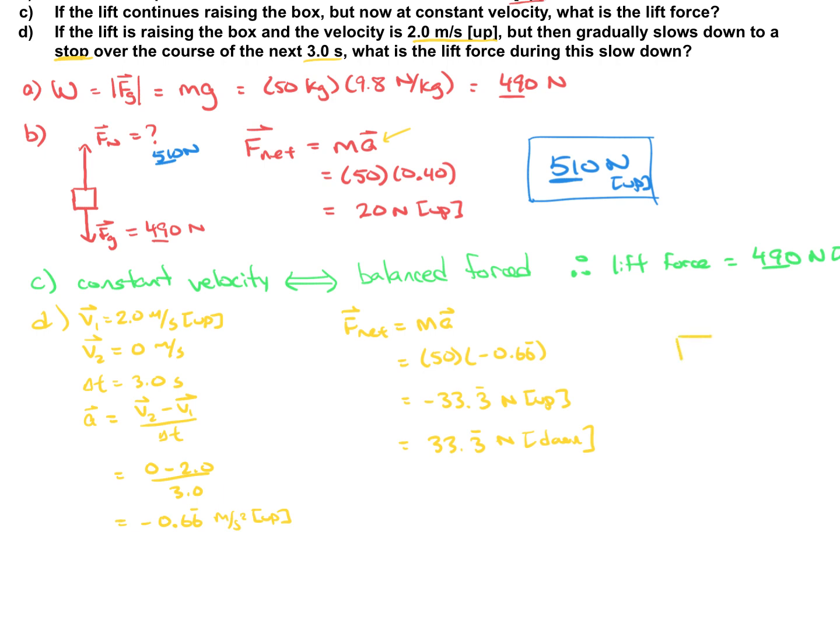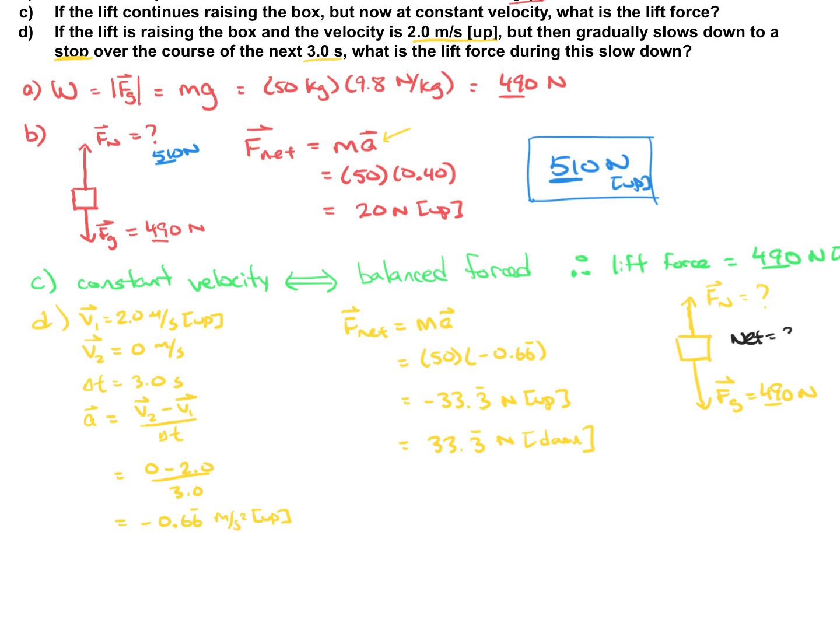Drawing my free body diagram, I have a force of gravity of 490 newtons. I have a lift force, but this time my object is slowing down. The elevator is going up, but it's slowing down. So my lift force needs to actually be shorter than gravity. It needs to be less, because gravity needs to win this time in order to successfully slow down the object. And I know my net force. I just calculated it.